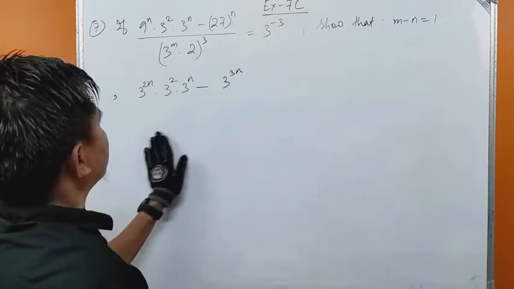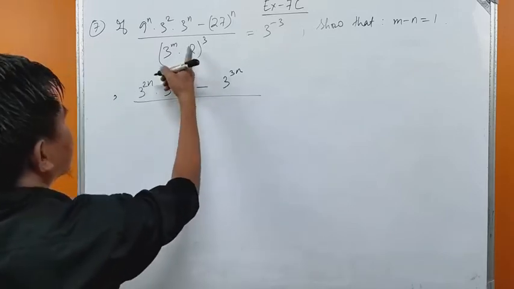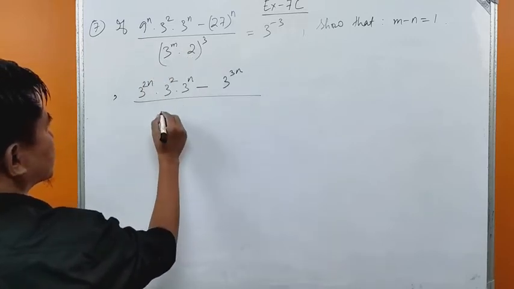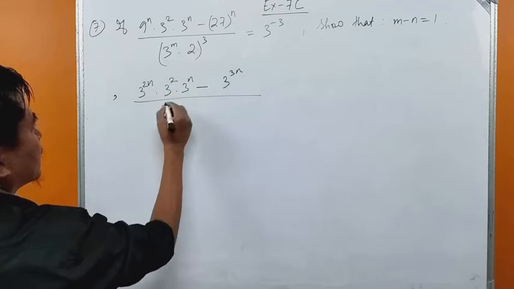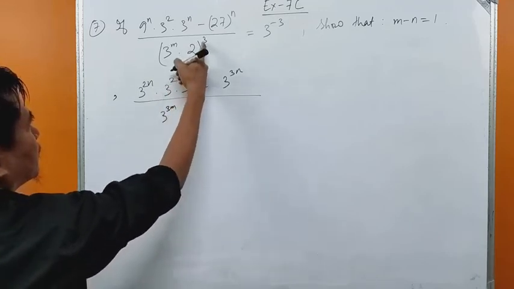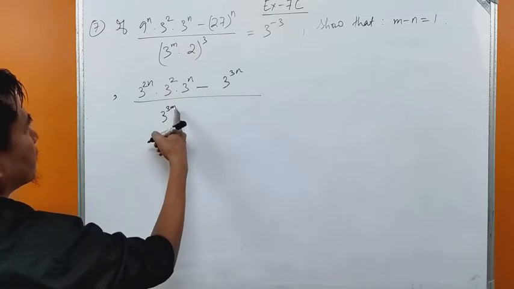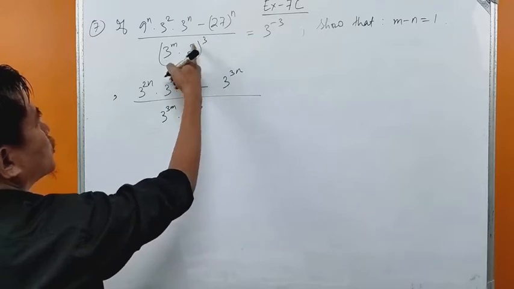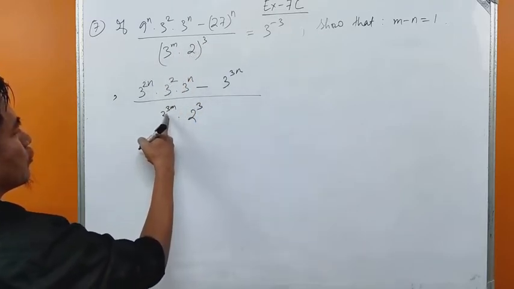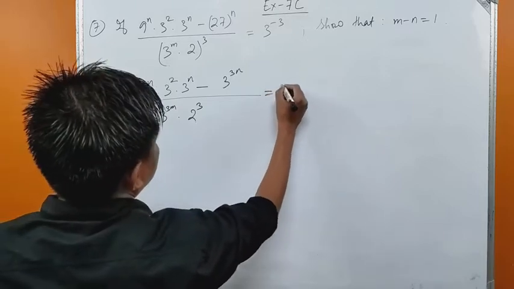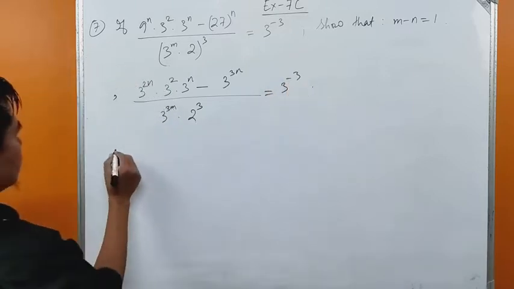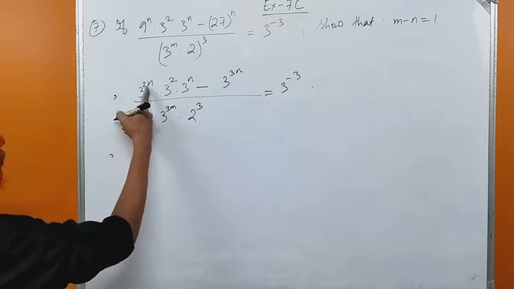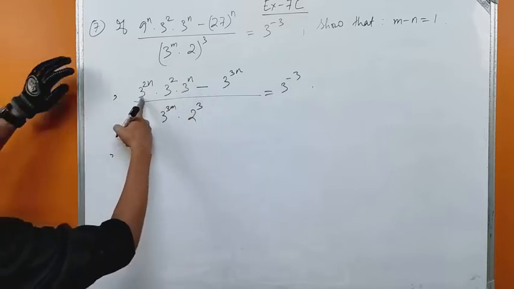Now in the denominator we have 3 to the power m into 2 whole cube. This means 3 to the power m into 3 is 3m, into 2 to the power 3. I put this cube to both the numbers individually, 3 cubed and 2 cubed, equals 3 to the power minus 3. Now 3 to the power 2n, 3 to the power 2n and 3 to the power n. See, the bases are equal, 3 and 3.